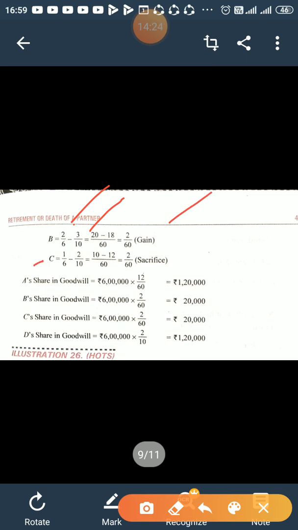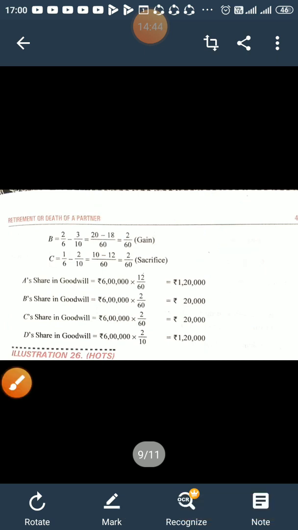Now C. C is having new share is 1 by 6. Old was 2 by 10. After deducting, we get a negative, minus 2 by 60. So negative shows that he is not gaining, he is sacrificing, right? So A and B will compensate not only to the retiring partner but also to C. So we will see what is the share of profit, what is the compensation A and B will give.